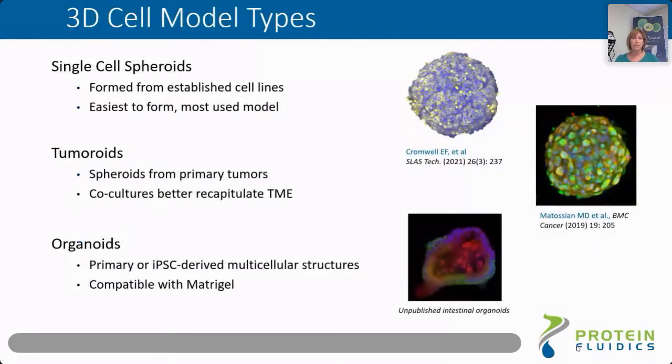Our system is compatible with different kinds of organoids. It could be spheroids that are developed from established cell lines. It could be primary tumor-based tumoroids, and of course, different kinds of organoids with the matrix, and particularly organoids cultured in matrix will be the focus of our discussion today.